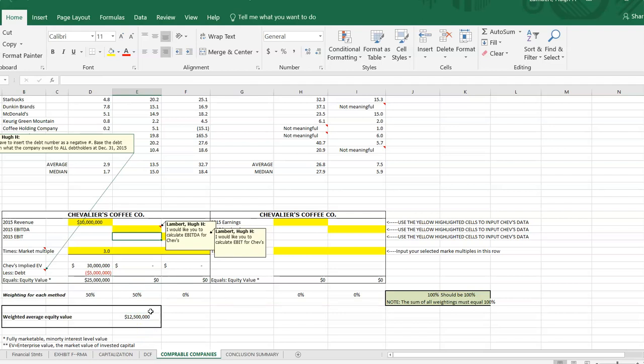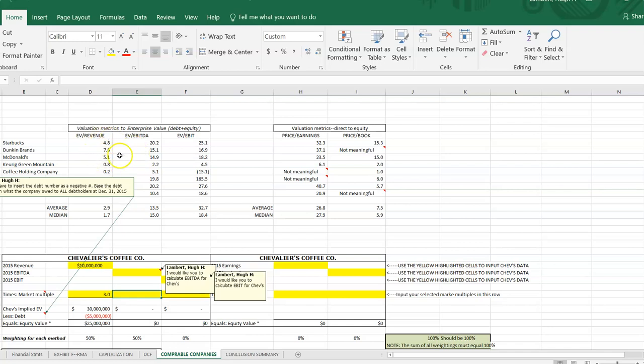So your job when you're going through and pricing your company, the subject company, via this comparables method is going to be to pull in these cells that are in yellow. You're going to pull in the data from Chevs, and then you're going to select a multiple in your group. And here's the most important thing, and then we'll wrap up this video. You will have to come up with a justification and a logical reasoning for why you selected the multiples that you did. And you really have to do this at multiple levels.